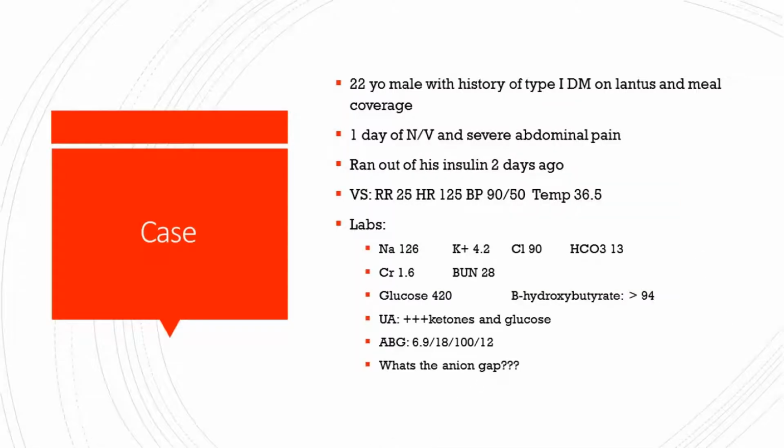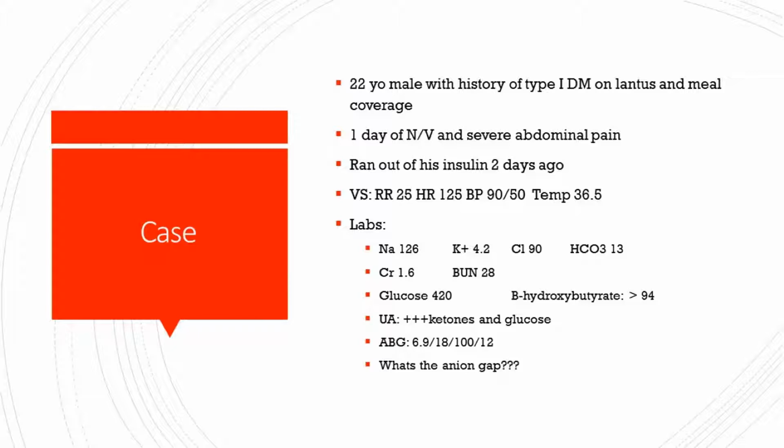I always like to start with a case, and this is probably a pretty familiar case to anyone who works in the NICU. So, a 22-year-old male, history of type 1 diabetes, who's normally on Lantus and coverage during meals. One day of severe nausea and vomiting, severe abdominal pain. He ran out of insulin about 2 days ago.